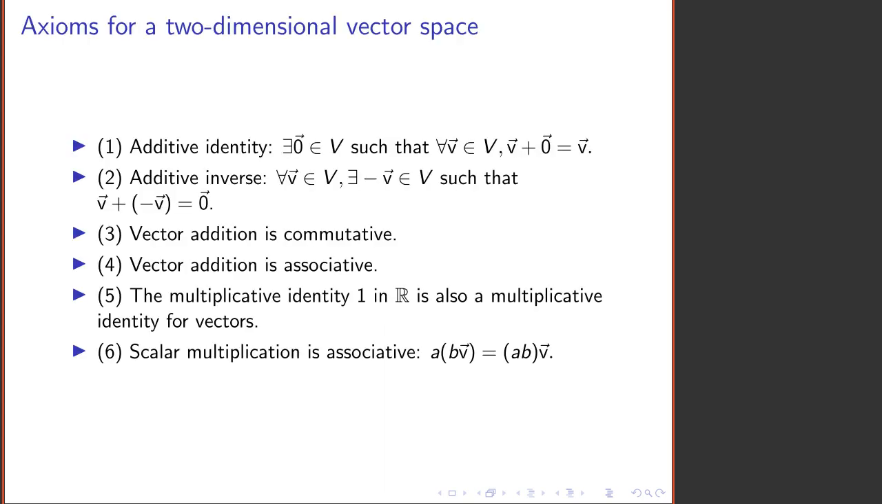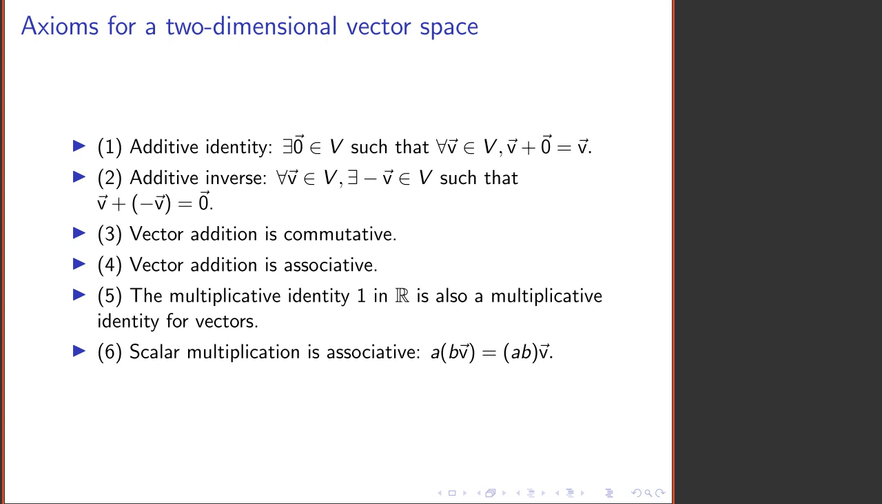I'm going to start with axioms for a two-dimensional vector space. You've very likely met vectors in a physics course, if not in a math course. You may not have seen these axioms before, but they're very similar to the axioms for a field. So the first axiom is that there is a zero vector, which functions as an additive identity. When you add it on to any vector v, you get back the vector v that you started with.